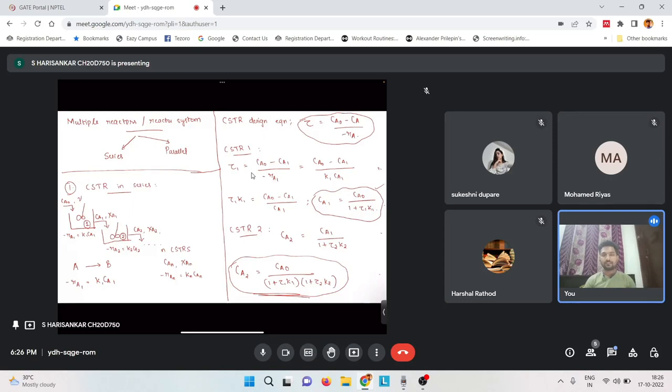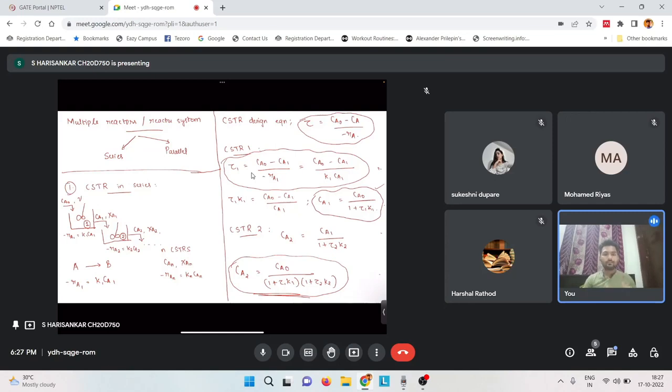And as I said, the interesting thing is, if you come across a question where you have to solve such a system, let's say two or three CSTRs in series, and you only know the inlet concentration, you can apply this design equation separately for each and every CSTR. So here you see in CSTR1, we applied this design equation tau is equal to Ca0 minus Ca by minus Ra for just CSTR1. So we'll have the design equation like this: tau 1 is equal to Ca0 minus Ca1 by minus Ra1. So that is the design equation for CSTR1.